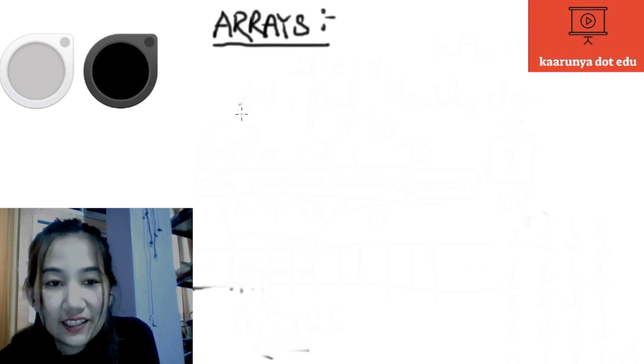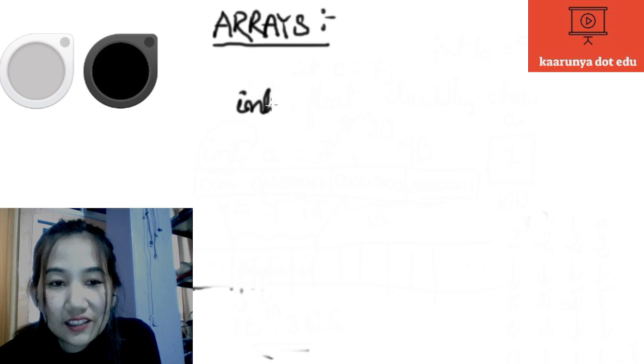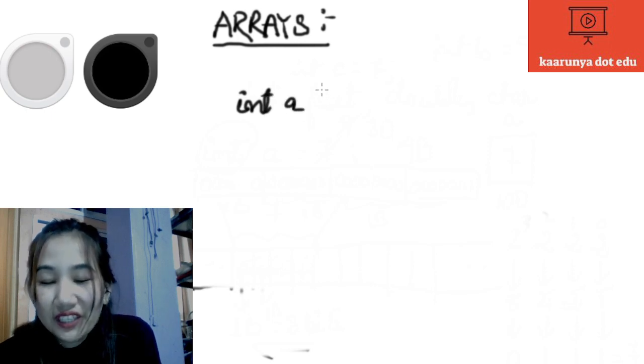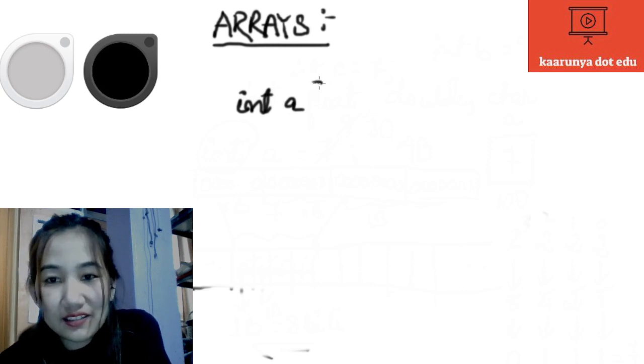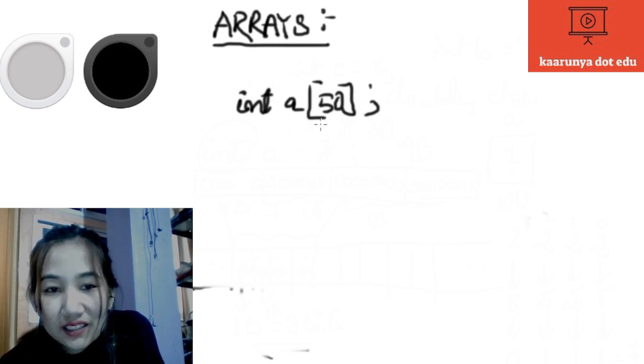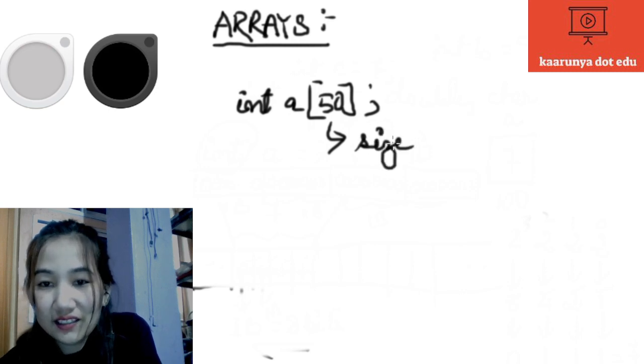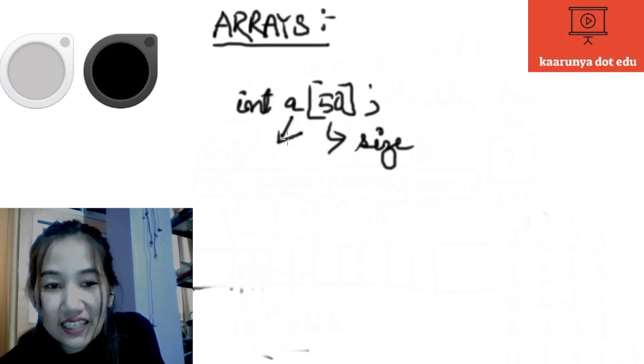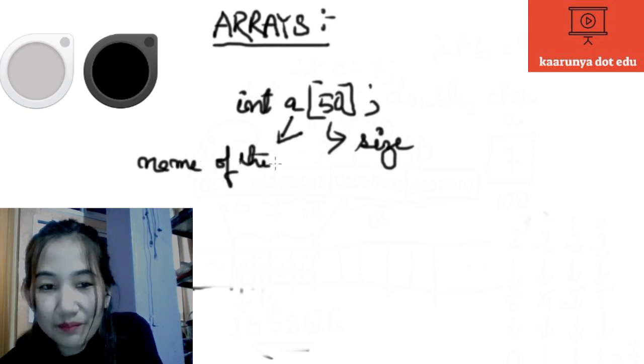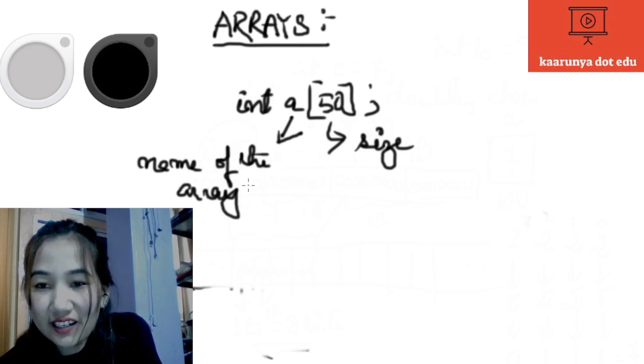Meaning, in an array, under a single variable name, we are able to store as many values as you want. Let us take 50 as an example. This 50 is nothing but the size of the array, and this a is nothing but the name of the array.